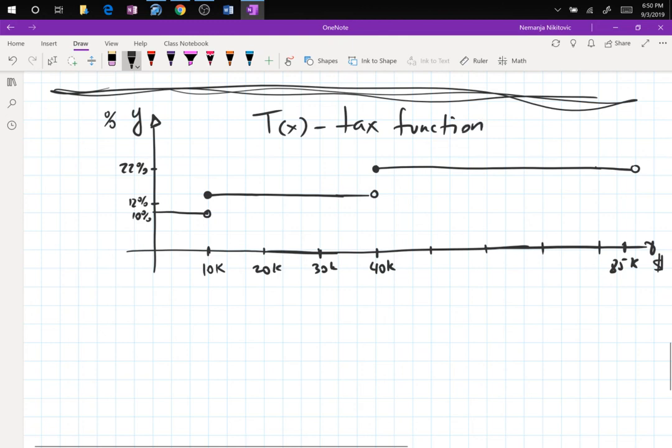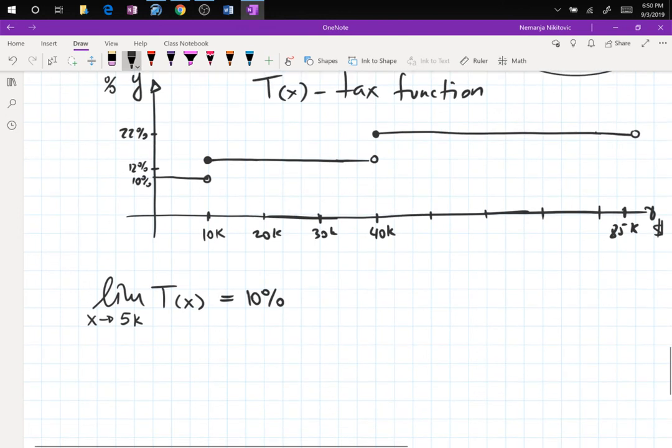So here we go. If I calculate the limit, which is just the y value, which is just the percent you have to pay, if I calculate the limit as x, which is the amount of money you make a year, goes to 5K of the tax function, the answer is 10%. If you're making 5K, 5K is in between 0 and 10K, so you're paying 10% tax.